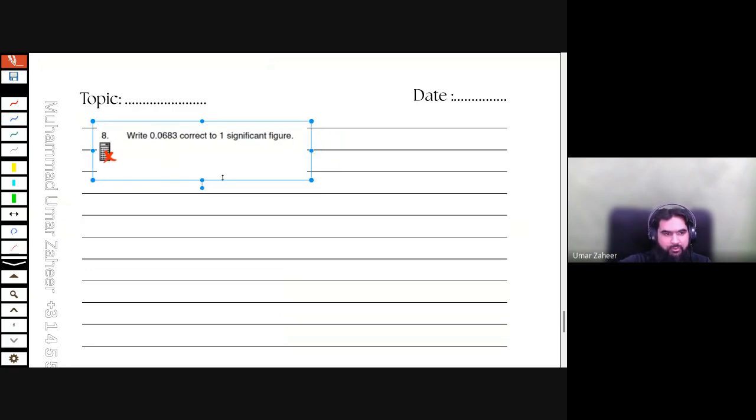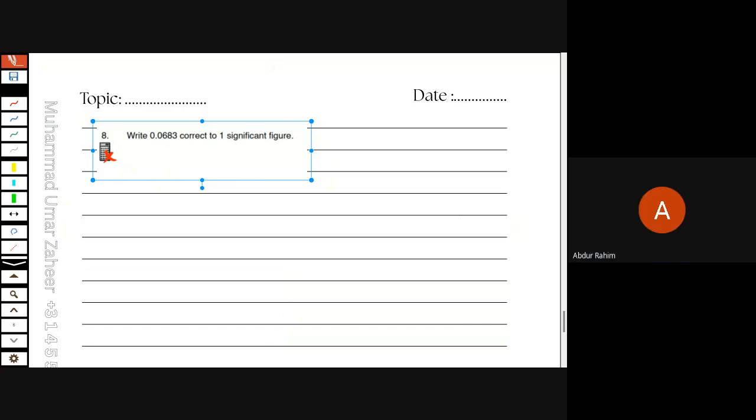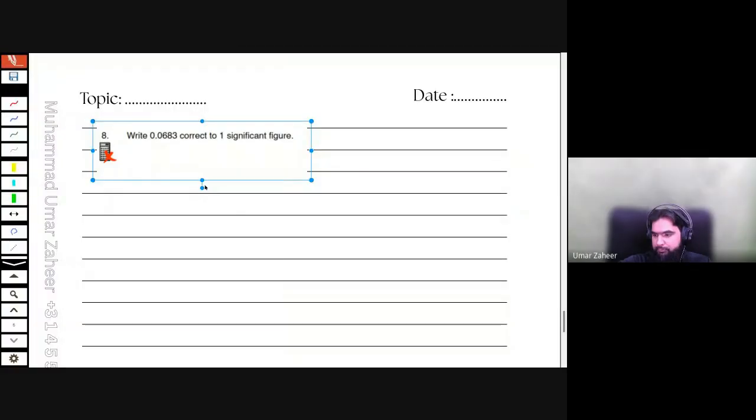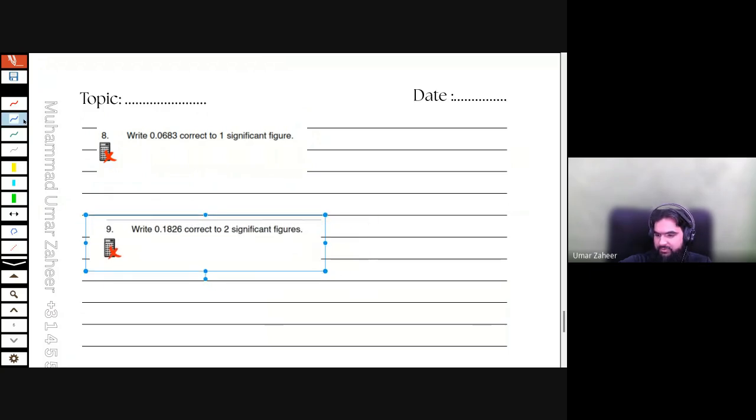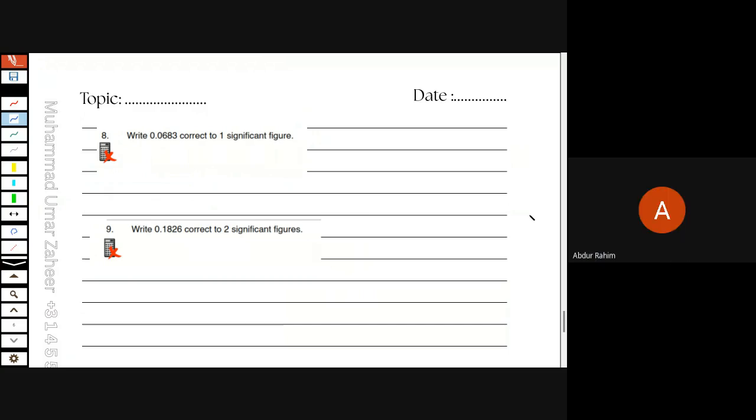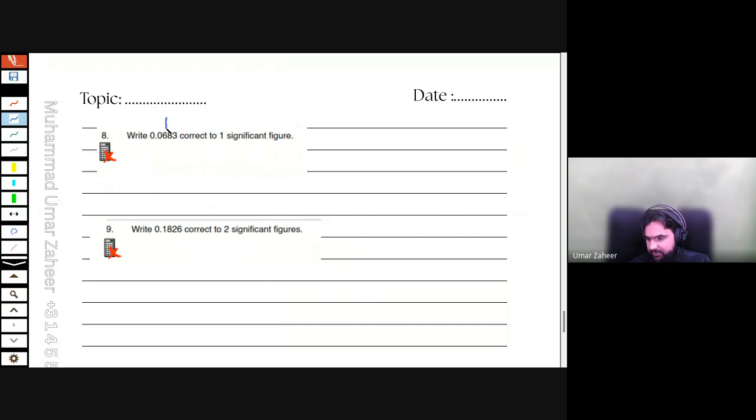Yes, who is the next one? Yes, Abdul Rahim. Okay, sir. Tell me about this one. Which is the first significant figure? 0.07. Yes, the first significant figure is 6, because we have learned that the zeros on the left side are not significant. So the first significant figure is 6. Round off till 6, it will be 0.07.